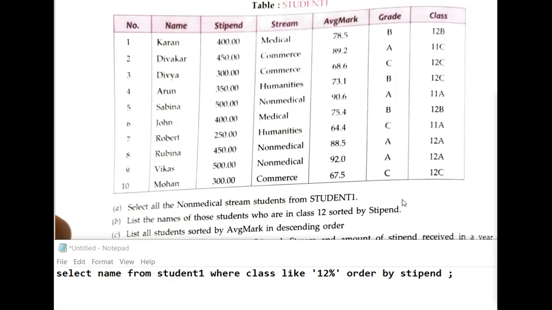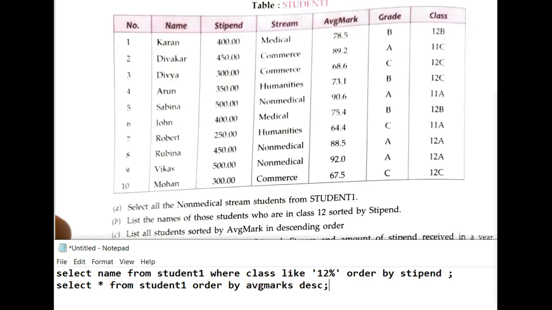Fine. See, the question is list all the students. List all the students means now select asterisk. They have not given specific things, so select asterisk from student 1. This is the first thing. Then after this, they have not given any condition. Directly sorted by average marks and descending. So after this, order by AVG marks, and that too in descending, so DESC.